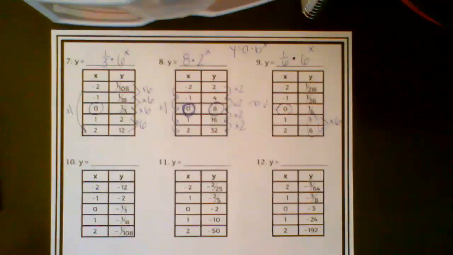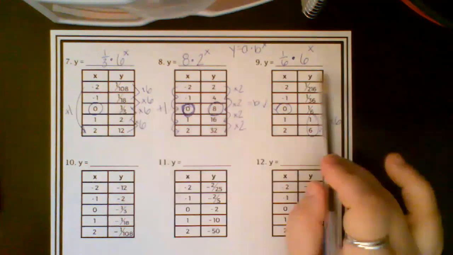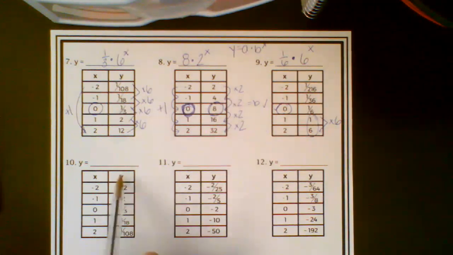All right, let's move on to what happens when it gets smaller, because it's not always going to get bigger. We see it getting bigger here. This is called exponential growth. What happens when we're getting smaller? Exponential decay.